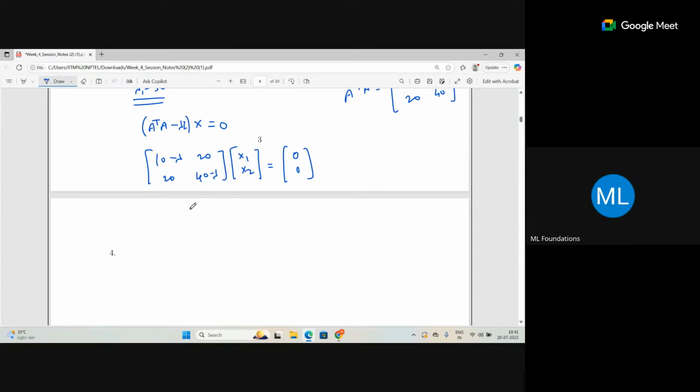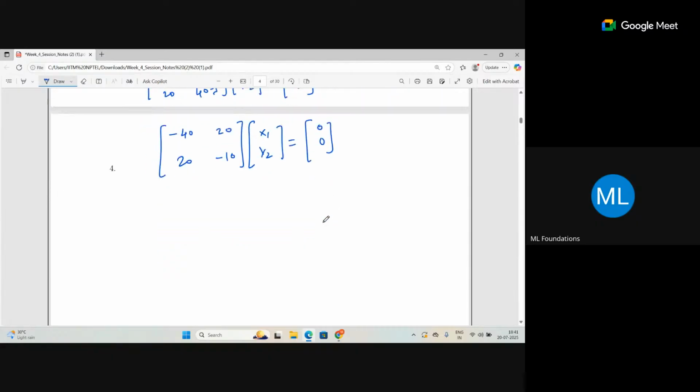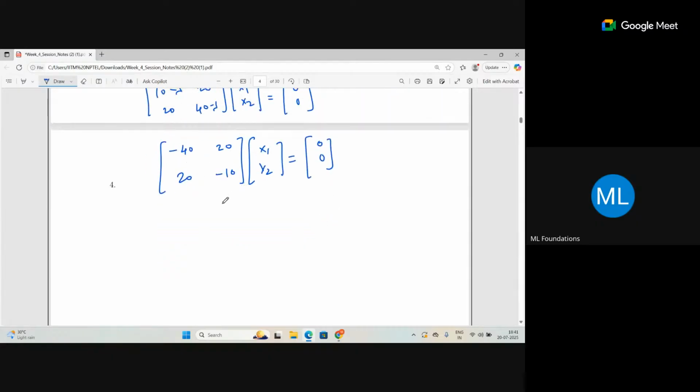We will get two equations. First of all, for lambda equals 50, that means it will be minus 40, 10, 20, minus 10, times x1, x2, and that has to be equal to 0, 0. Then maybe you can do the Gaussian elimination, otherwise you can directly solve these two equations. Both ways are fine. Let me do the Gaussian elimination.